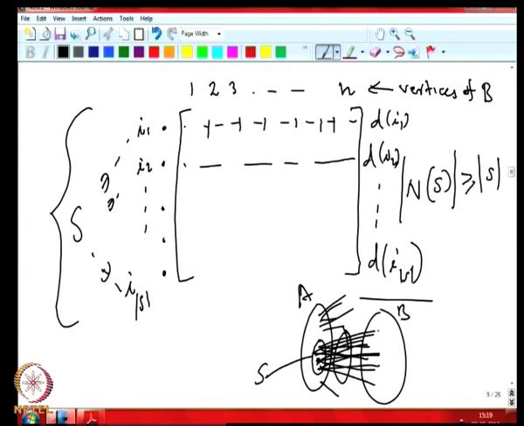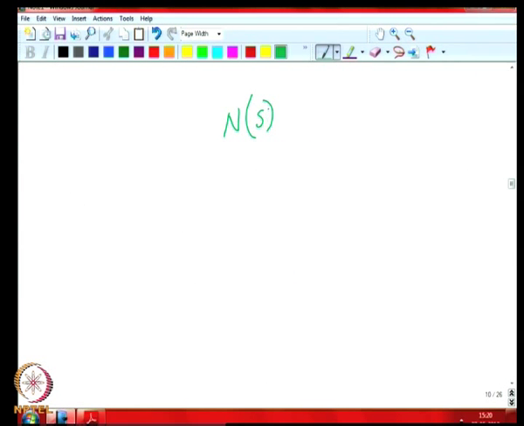And what are the neighbors of S here? For instance, the jth column corresponds to the jth vertex. How will I say whether that vertex is a neighbor or not? If it is all 0 here, that means j is not a neighbor of S. No vertex in S sends an edge to j, that is why we see zeros here, right. So, we can imagine that we are discarding those columns that are all zeros. The remaining columns correspond to N of S, and these columns are such that there is at least one edge in it.